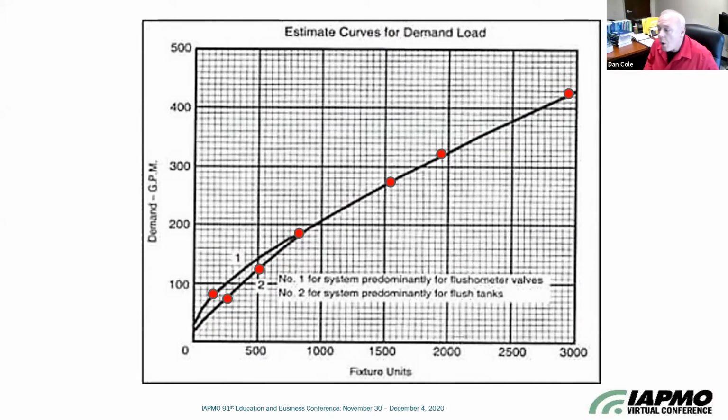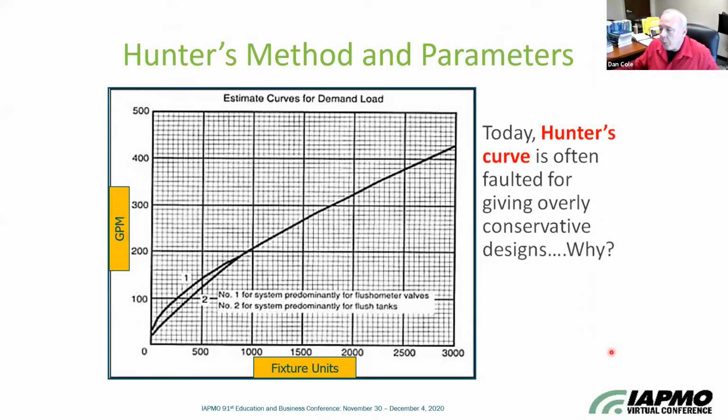So where did things go wrong? Why does this curve give too high of estimates? Today we know that Hunter's curve is faulted for giving overly conservative designs. Even though the theory of probability that produced Hunter's curve decades ago is sound, it's not adequate anymore. And there's a couple reasons why. What was a good estimate back in the 1940s should be down here. So the curve is too high. It's overestimating.